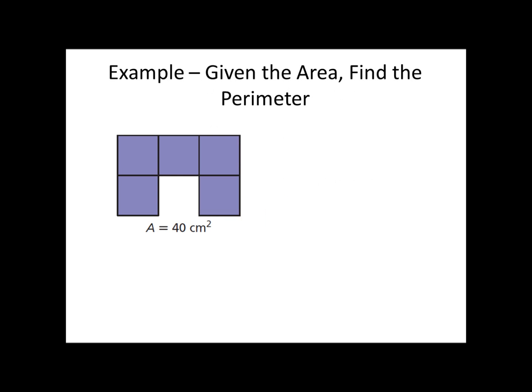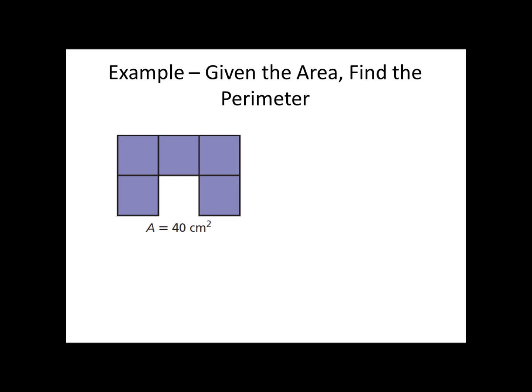Let's take a look at more of a story problem type example. Okay, they give us this weird shape of boxes, and they tell us that the area of this shape is 40 centimeters squared. They want us to find the perimeter. Now basically what we're looking for is the length of all of the outside lines. I'm not interested in those black lines in the middle. Those are just to show us that this shape is made up of 5 squares. So that's actually my first step.